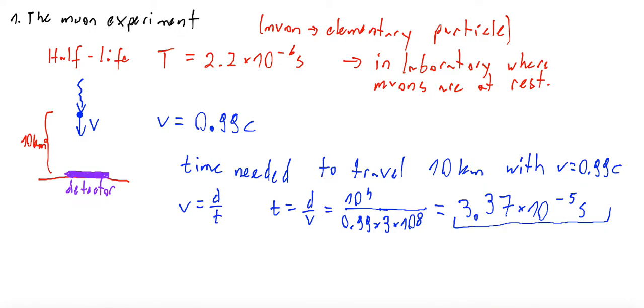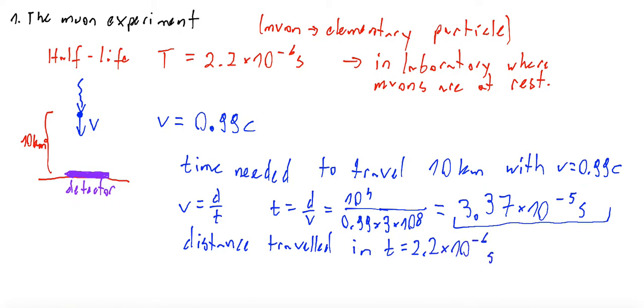Oh, we can do another. Let's calculate maybe what distance is traveled by a particle traveling with speed 0.99 c in a time of 2.2 times 10 to the power of minus 6 seconds. So find the distance traveled in a time of 2.2 times 10 to the power of minus 6 seconds with a speed of 99% of the speed of light. Okay, so your second activity, please stop the video. You have 3 minutes. Please do this.